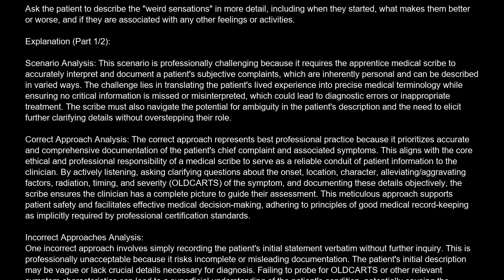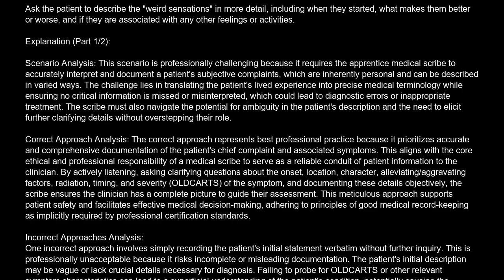Correct approach analysis. The correct approach represents best professional practice because it prioritizes accurate and comprehensive documentation of the patient's chief complaint and associated symptoms. This aligns with the core ethical and professional responsibility of a medical scribe to serve as a reliable conduit of patient information to the clinician.